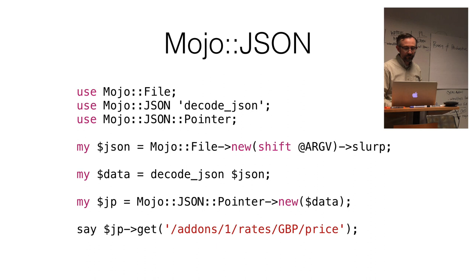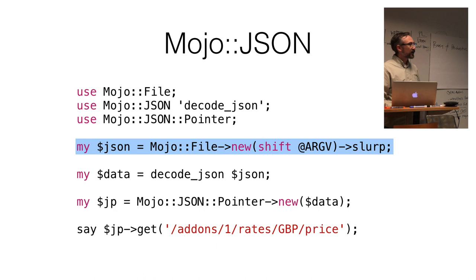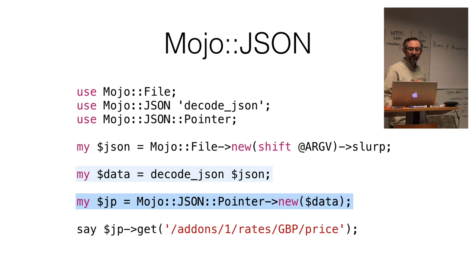It parses, as you would expect, JSON strings into Perl data structures and vice versa. It takes a Perl data structure and spits it out as a JSON string. Here we use the file object again to grab a JSON string. We decode that string as a Perl data structure. We can also give that data structure to JSON pointer. JSON pointer implements RFC 6901, JSON pointers, allowing us to use nice path names inside of our JSON document.